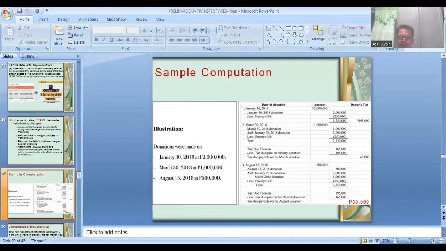And lastly, on the third donation, on August 15, 2018, we have 500,000.